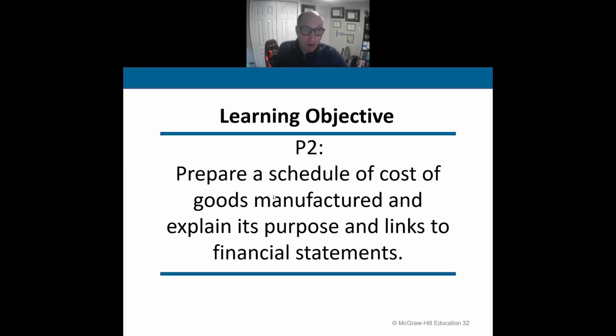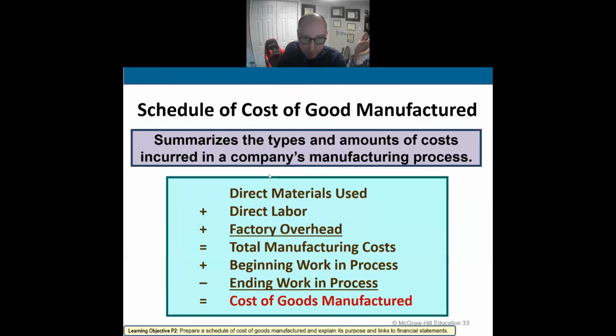Okay. So we talked about how the work flows from raw materials to work in process to finished goods. Let's talk about how it all relates to the financial statements. The cost of goods manufactured represents the total cost of the product. Direct materials used plus direct labor used plus factory overhead used equals the total manufacturing cost. That's the total cost of a product, yeah?